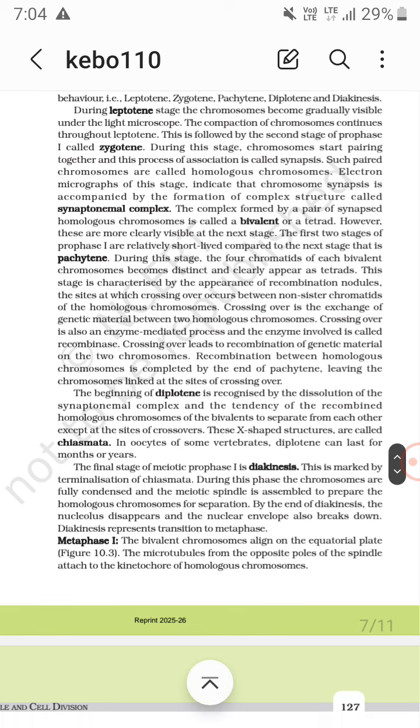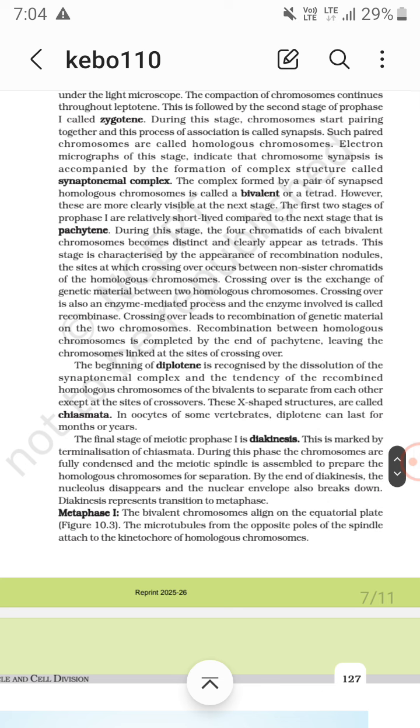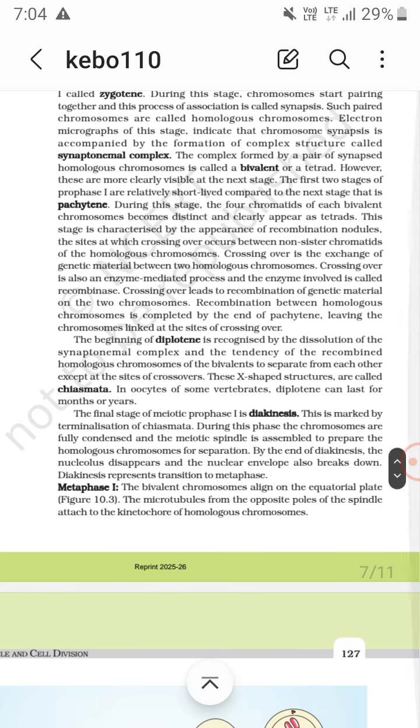Now pachytene is the site for the crossing over that leads to recombination of genetic material. There is crossing between non-sister chromatids of homologous chromosomes, and the enzyme for this is recombinase. Crossing over is the exchange of genetic material between two homologous chromosomes.